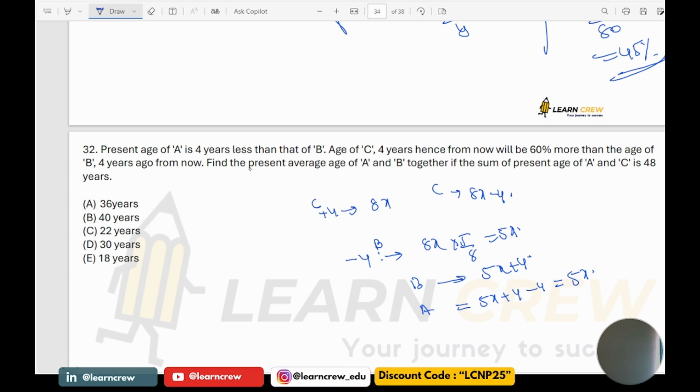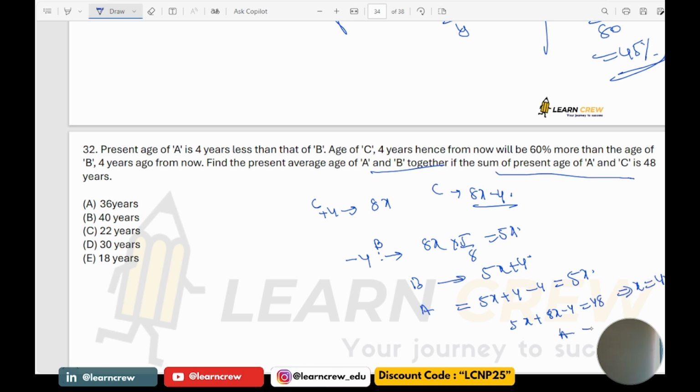Thereby, according to the question, the present average age of A and B together is the sum of the ages of A and C together. So 5x plus 5, the sum of A and C is how much? 48. So 5x plus 8x minus 4 is given as 48. That implies x is equal to 4.